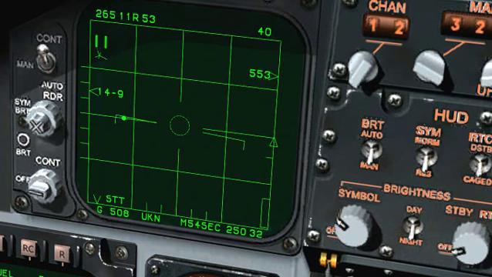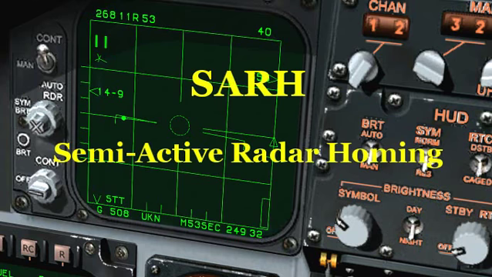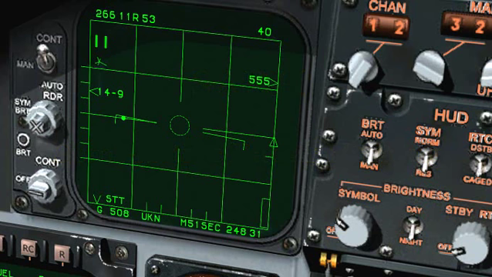Otherwise, they just aren't accurate enough. The most common type of missile, SARH, semi-active radar homing, doesn't have a radar transmitter of its own. Instead, our onboard radar, the AN/APG-63, provides the radar energy for the SARH seeker housed, in our case, in either an AIM-7 or AIM-120, to follow.